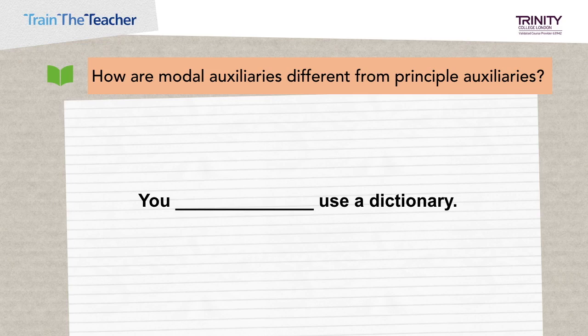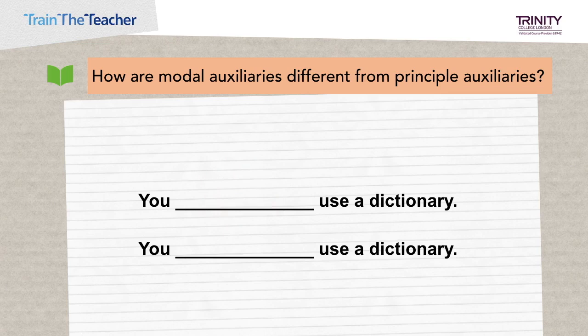If we're talking about permission, it would be can. For possibility, could. Advice, should. Prediction, will. Obligation, must. So depending on which modal we use, the meaning and function of the language changes.